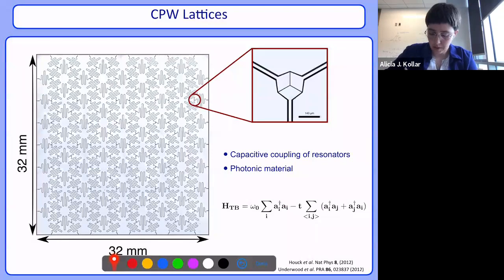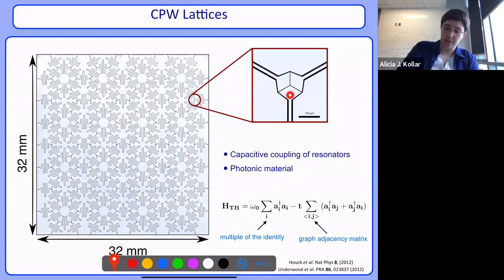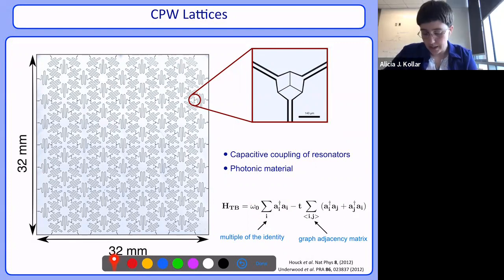And so this Hamiltonian operator has 2 terms. So this first is just a multiple of the identity with the coefficient set by the resonant frequency of the cavity. And the second is describing this hopping process. And this is really just an adjacency matrix specifying which resonators are connected to which. And so the native Hamiltonian for this system is really governed by this graph adjacency matrix portion.